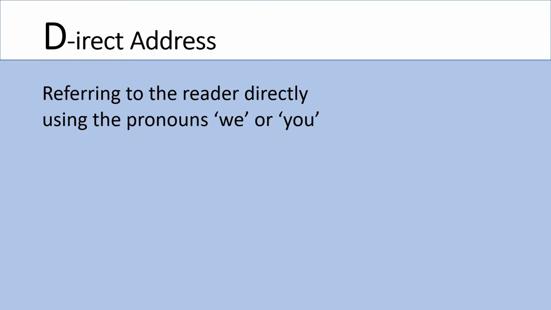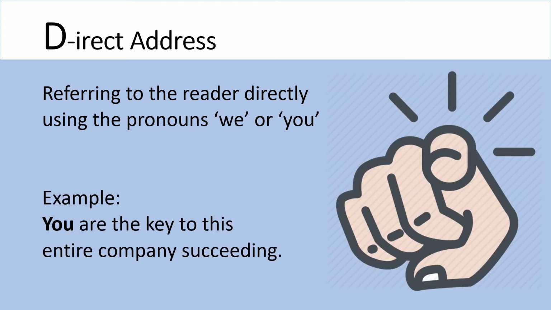Okay, so first, direct address. This is when you refer to the reader directly, and you use the pronouns we or you usually. Let's have a look at an example. So, you are the key to this entire company succeeding. So as you can see, the effect of this is directly addressing that reader, bringing them in, getting their attention perhaps in a way you otherwise wouldn't.